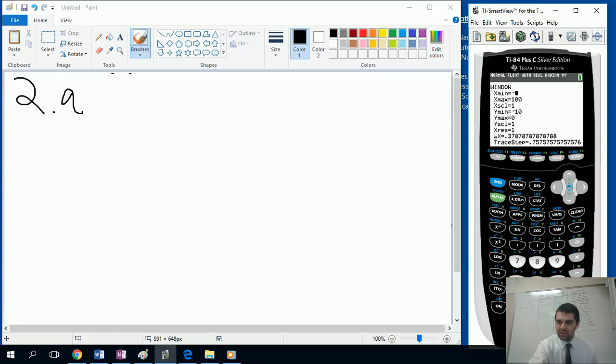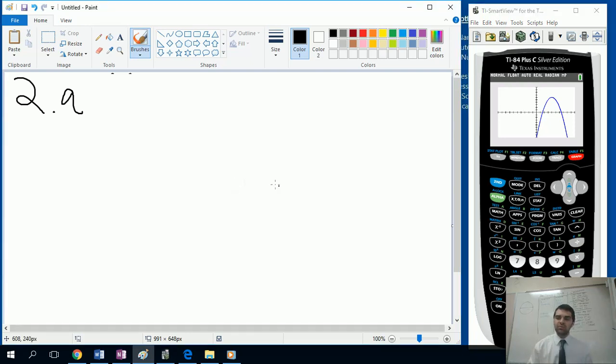X min negative 10, X max 10. Y min negative 10, Y max 10. Graph that. The range is the set of all y values. So you've noticed something. The highest y value is 6, and then everything else is below that and goes to infinity.